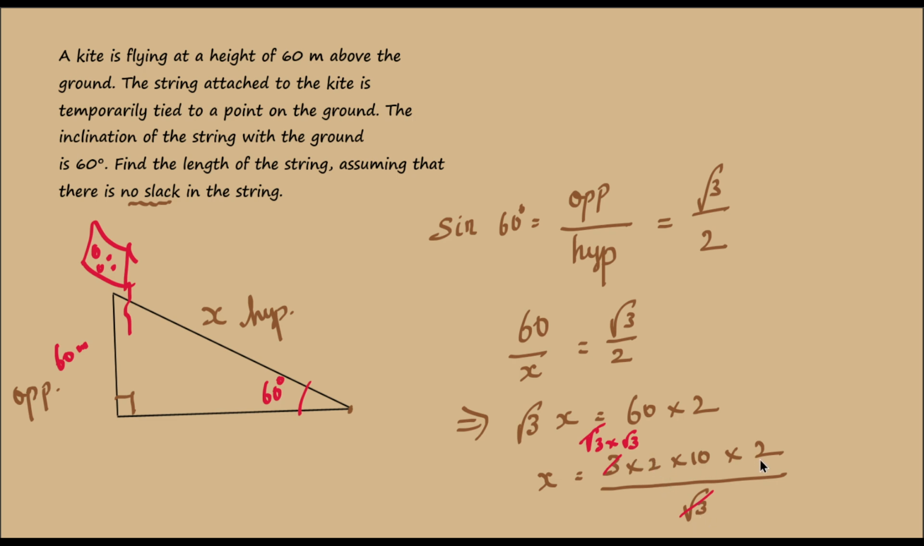We just get a 4 into 10, 40, and a root 3. So now we can say that the length of the string, which is assumed to be x, is equal to 40 root 3, right? 2 into 2, 4 into 10, 40 root 3, and it is in meters. So we obtained the length of the string by applying trigonometry, especially sine of 60 degrees. I hope you followed this problem. Thank you.